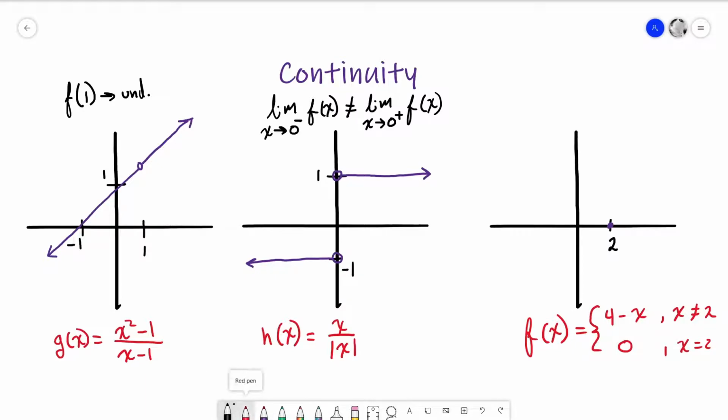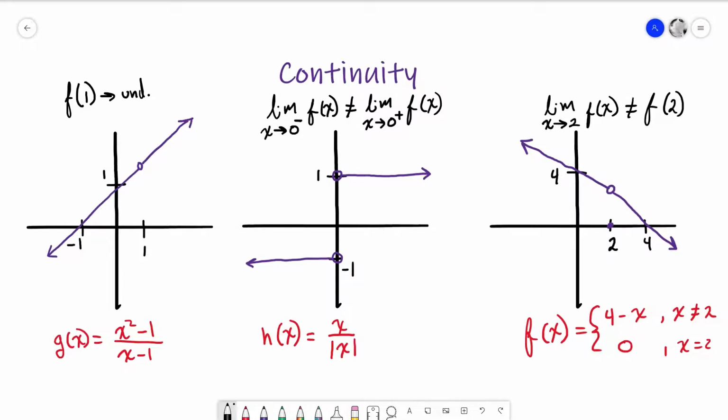And 4 minus x is a linear function that crosses the y-axis at 4, crosses the x-axis at 4, and it's a negative linear function, so it's going to go down until it reaches x equals 2. There's going to be a hole there, and then it's going to continue until it crosses x equals 4. This function is not continuous because the limit as x approaches 2 of f of x is not equal to the function evaluated at 2.